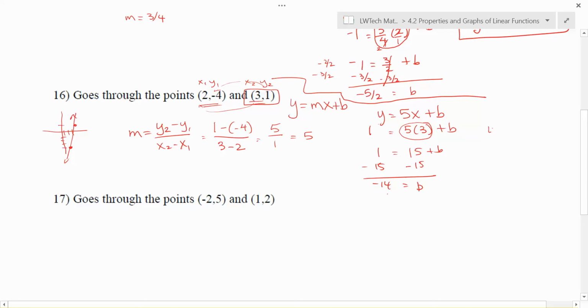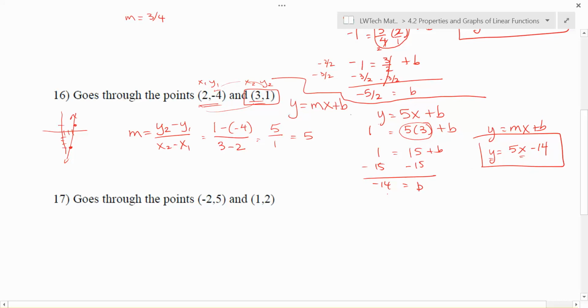Now I can go back to the equation y equals mx plus b. I can put in the slope that I calculated, which was 5, and I can put in the b, which I calculated, which is minus 14. My final equation has x and y to represent the input and output of that equation, and I have found an equation of this function that represents this particular situation.